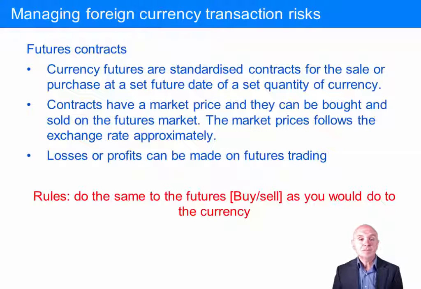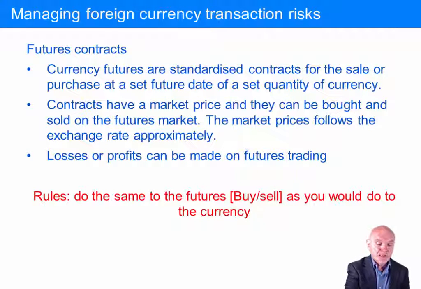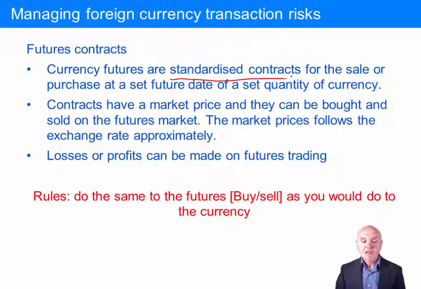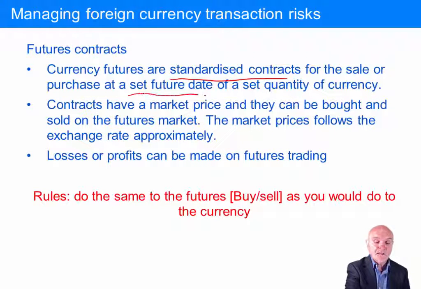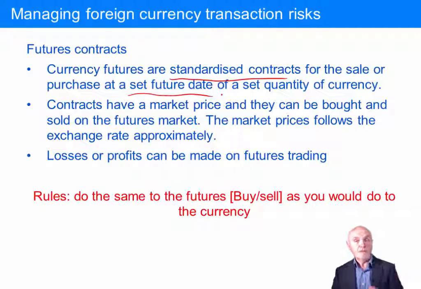reduce your risk. Futures contracts are standardized contracts for the sale or purchase at some time in the future of a set quantity of currency, but the size of the contract is standardized. So you can't say, I want a contract for £52,923. It's going to be rounded to the nearest contract. And you can't say I want it for the next 10 days or the next 21 days. It's a set date in the future, usually 3 months away, or very often 3 months away.